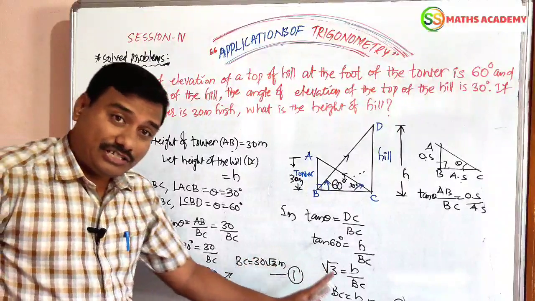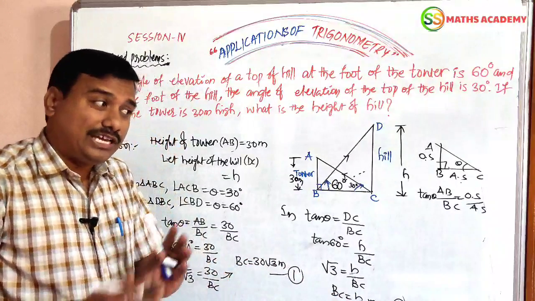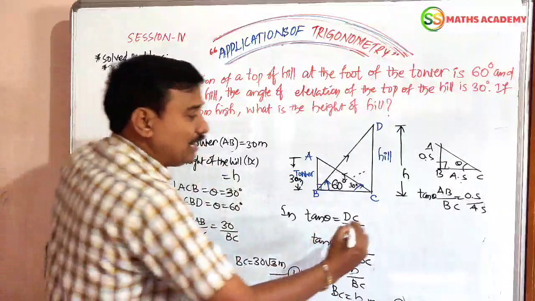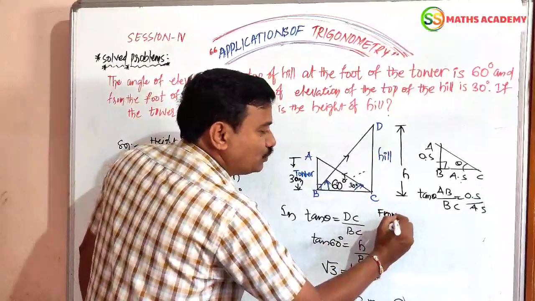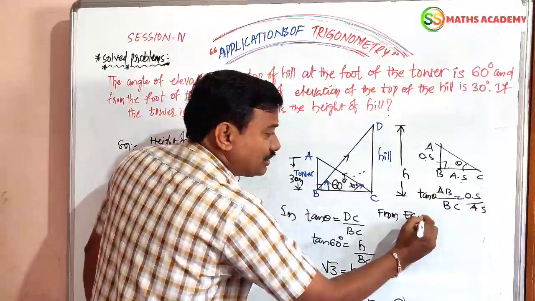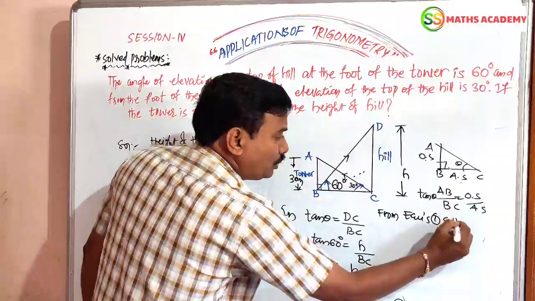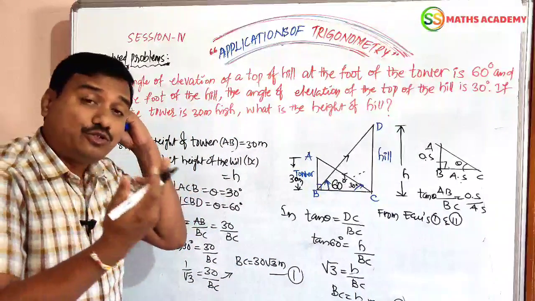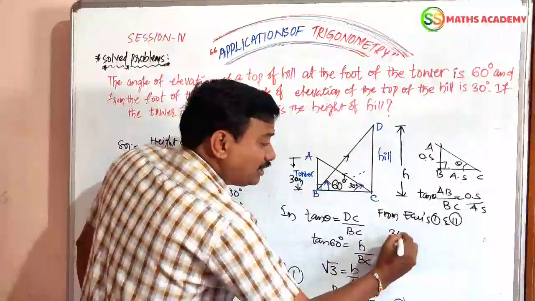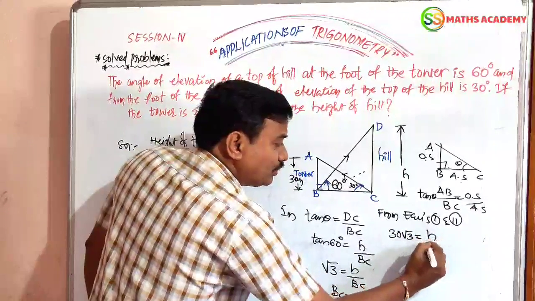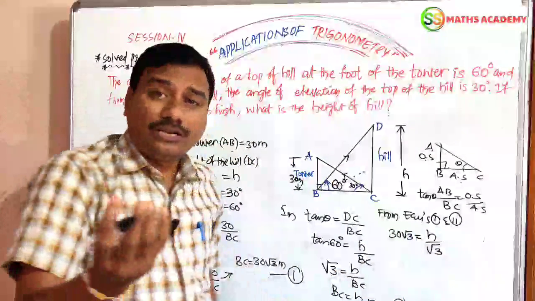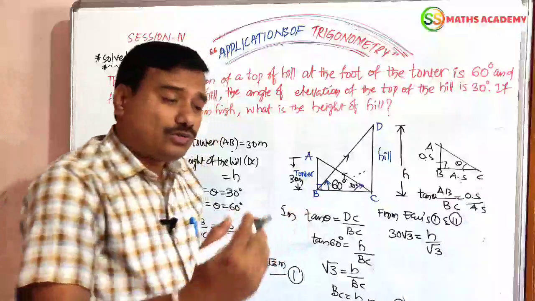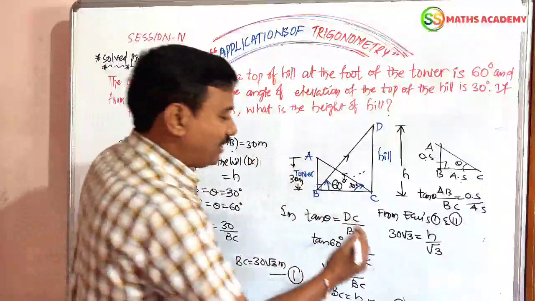Here BC from equation 1 and BC from equation 2, we have to compare these two. The left-hand sides are equal, so obviously the right-hand sides are equal. That is 30 root 3 equals h by root 3. Do the cross multiplication, or transfer the root 3 to the left side.